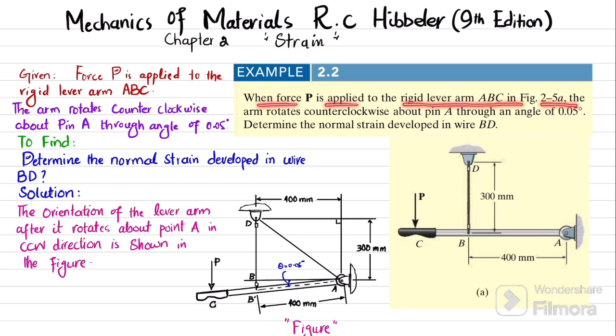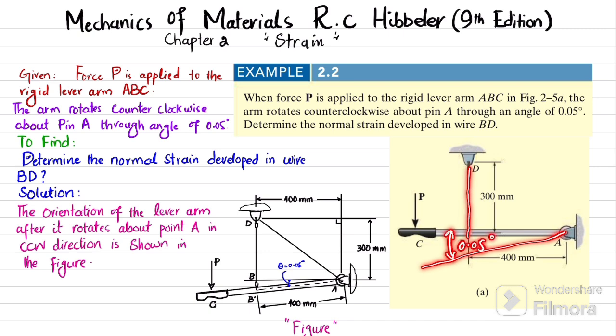So this is the figure. The arm rotates counterclockwise about pin A through an angle of 0.05 degree. Determine the normal strain developed in wire BD. So you can see this is the figure. This is rigid arm ABC, and this is supported at point A by using pin support. And this rigid arm can rotate counterclockwise through an angle of 0.05 degree by the action of this force. Clear? So you can see that this wire will stretch when this rotates through this 0.05 degree.